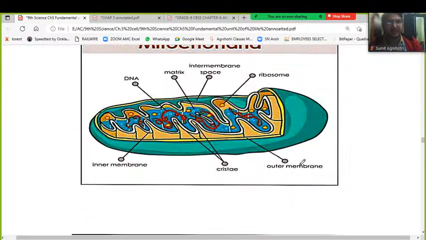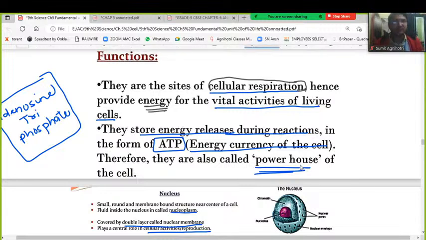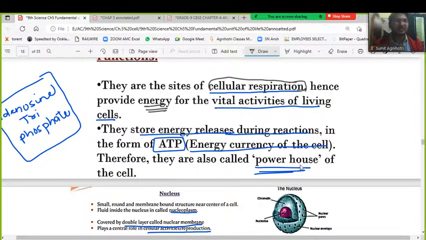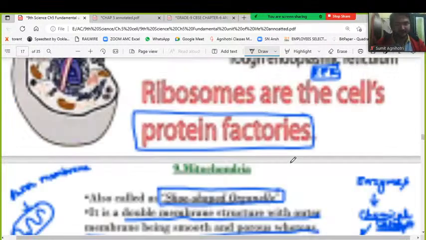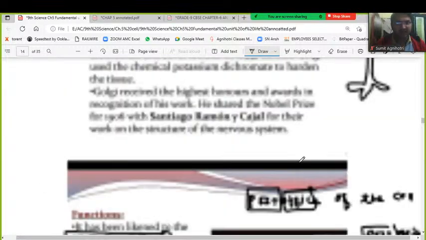And mitochondria store the energy. That is why they are the powerhouse of the cell. They are the sites of cellular respiration, and due to this cellular respiration there is a release of energy, hence providing energy for the vital activities of living cells. They store this energy in the form of ATP, known as adenosine triphosphate, the energy currency of the cell, or powerhouse of the cell. Powerhouse of the cell, I have already written there, or energy currency of the cell.